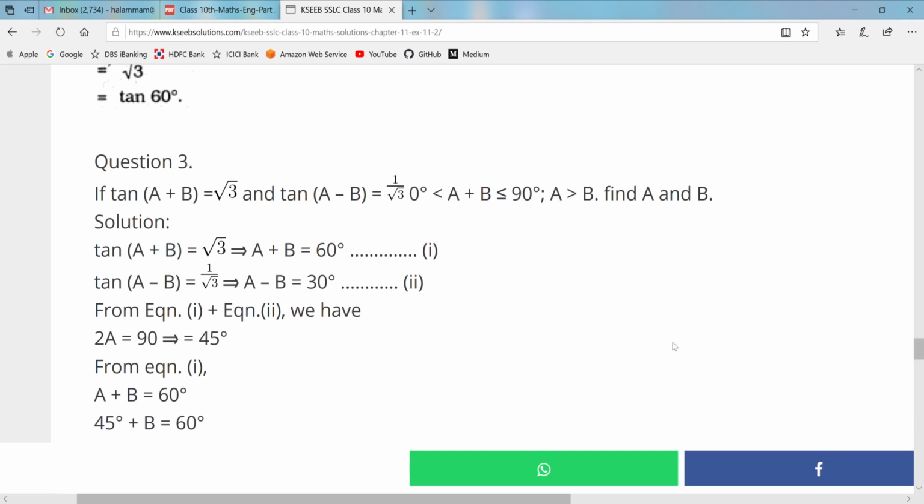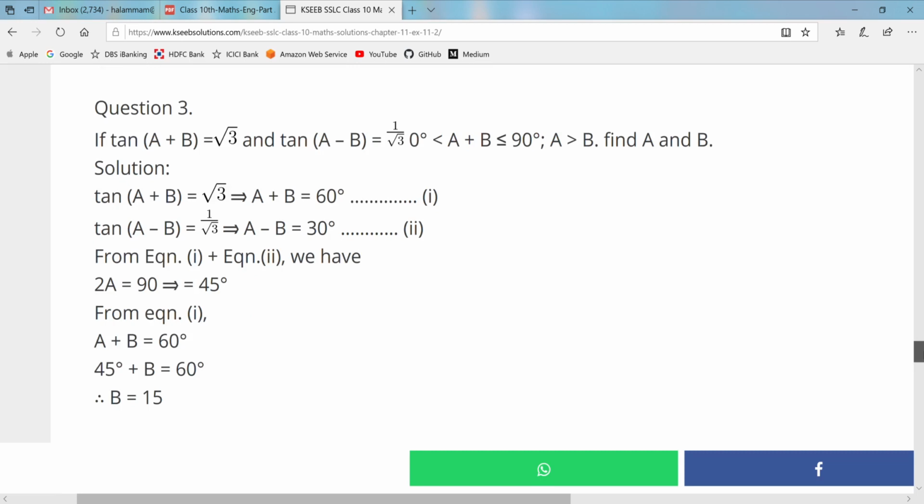Okay, the next question, number three, you may get in your exam. Very important question. If tan(a plus b) is equal to root 3 and tan(a minus b) is equal to 1 by root 3, and the angle a plus b is within 90 degrees and greater than 0 degrees.